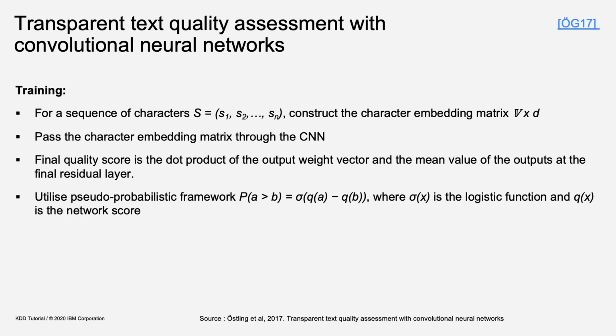This structure implies that the model score for a text is the mean score over each symbol, which means that the score for any subsequence of a text can be computed without depending on the length of the sequence. For loss optimization, the authors propose a pseudo-probabilistic framework where the probability of text A being better than text B is given by sigma of QA minus QB, where sigma of x is the logistic function and Qx is the network score. In this case, better is used from the perspective of formal written Swedish, and poor text could either be informal or due to lack of competence.